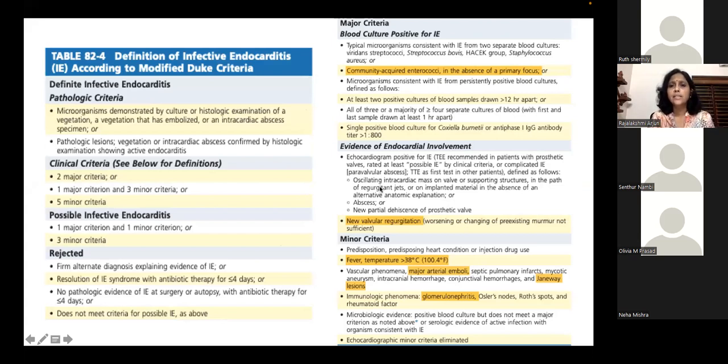He also has an early diastolic murmur, which is probably a new onset. He has minor criteria, which is fever, major arterial emboli in the form of stroke. He has Janeway lesions, which you see in the hand, and he has glomerulonephritis. So by clinical criteria, he is not a possible, it is a confirmed case of IE. And later on, it will show vegetation on the aortic valve.